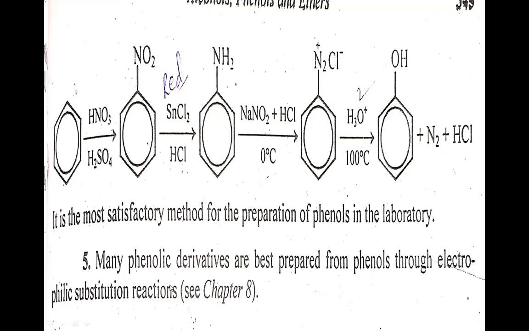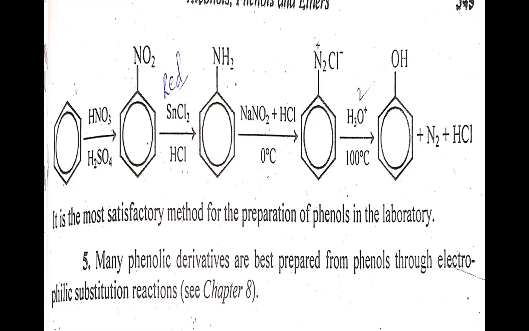Different types of electrophilic substitution reactions with different electrophiles we will study in another lecture. So up till now we have studied four methods for the preparation of phenols. First method was by the fusion of sodium benzene sulfonate with alkali. Second method was hydrolysis of chlorobenzene. Third method was by the oxidation of cumene, and the fourth method was hydrolysis of aryl diazonium salts.